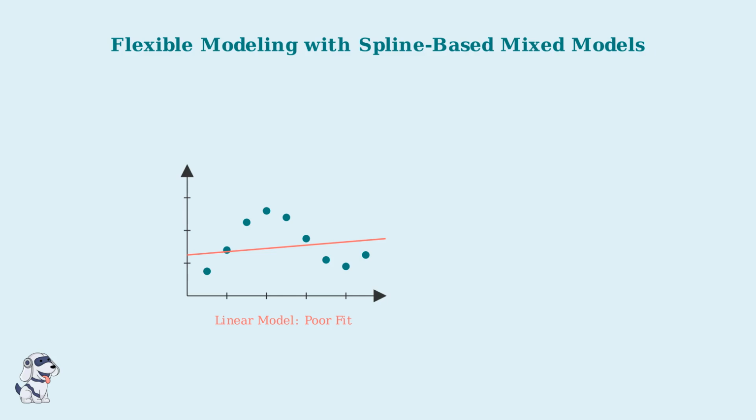Traditional linear mixed models assume linear relationships between predictors and outcomes. However, real-world data often exhibits complex, nonlinear patterns that linear models cannot capture effectively. Spline-based mixed models solve this problem by using flexible, piecewise polynomial functions called splines. These splines can bend and curve to follow the natural shape of the data much more accurately.